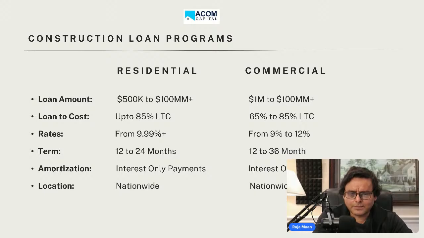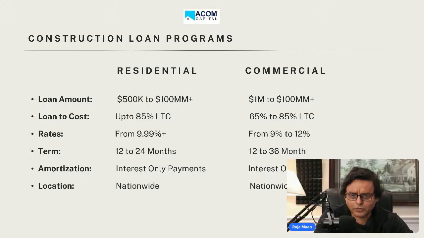These are the loan programs we have. Other investors have multiple programs, but under residential, the loan amount would be 500K to $10 million. Most residential single family, 1 to 4 units, we can go up to $10 million for single family at the moment. Loan to cost 85%. Rates from 9.99%.